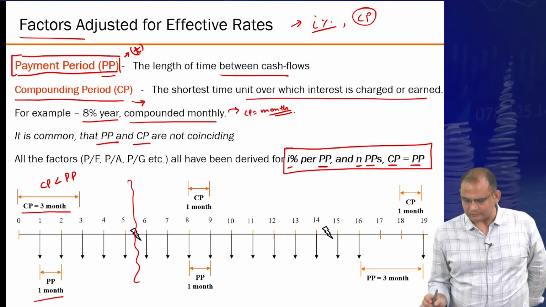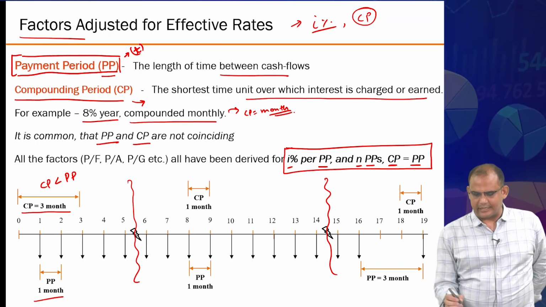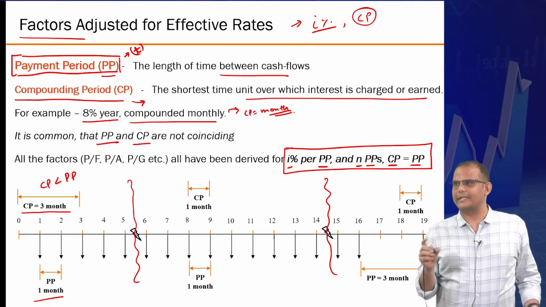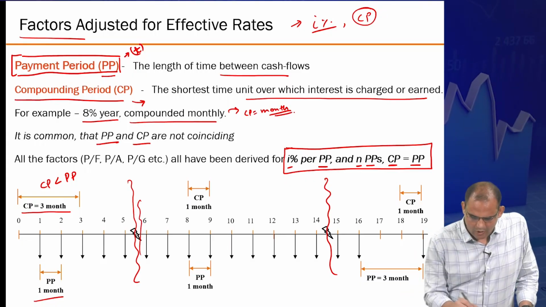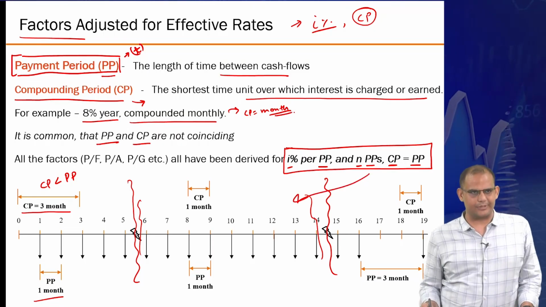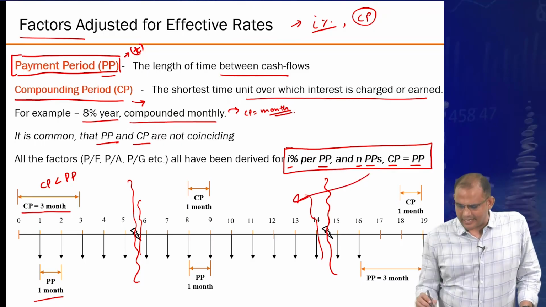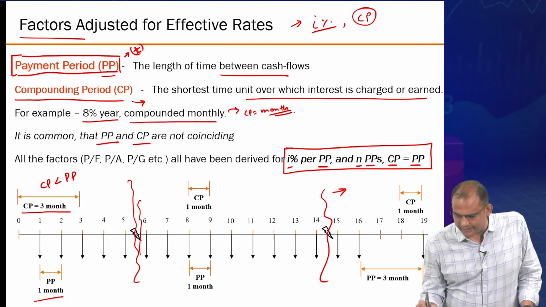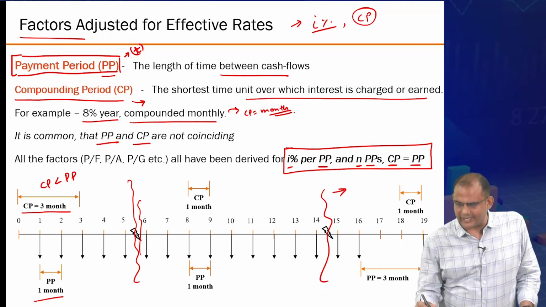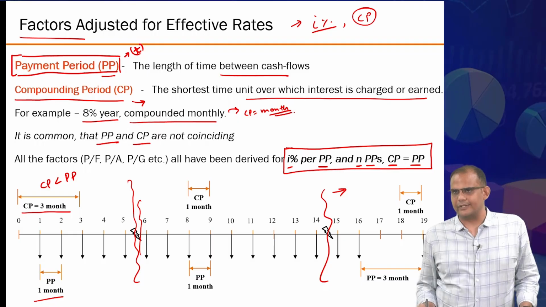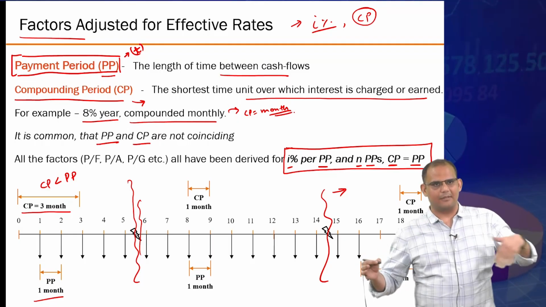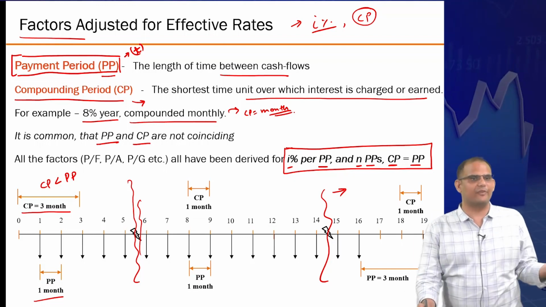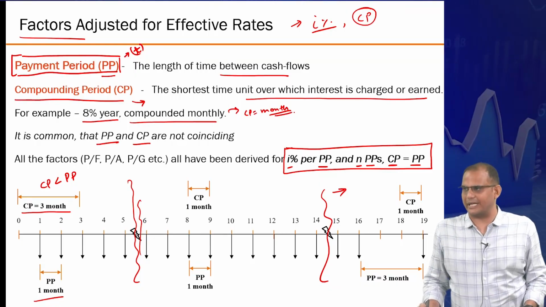Making sense? In the middle part of this series, the payment period is 1 month. The compounding period is also 1 month. So CP is equal to PP. So in this part, all your formulas can be directly used because this condition holds true. On the right hand side of this curve, your payment period is 3 months, but your compounding is happening on a monthly basis. So your cash flows are a bit sparse, but your rates are getting charged much more frequently. Your interest is getting accumulated much more frequently. So you need to take care of those kinds of situations.